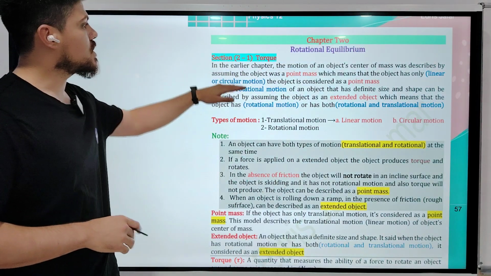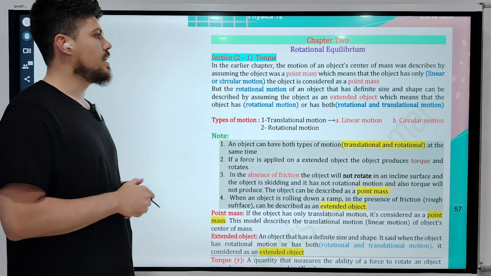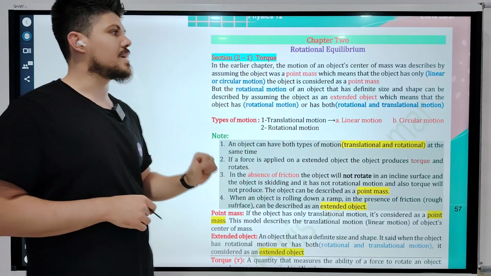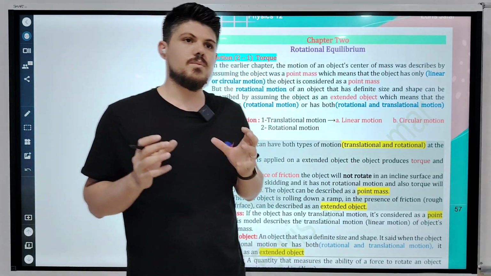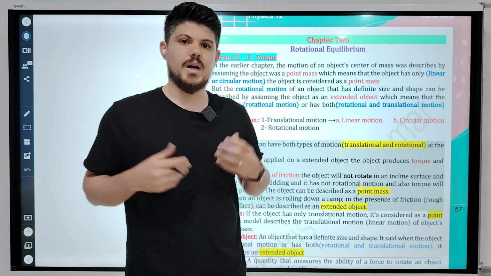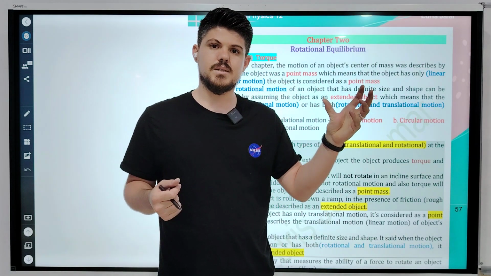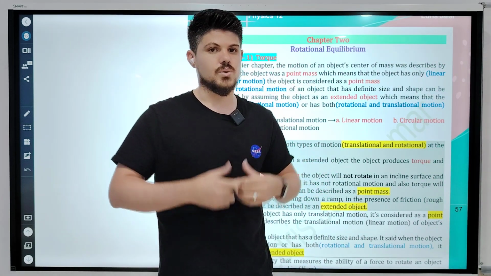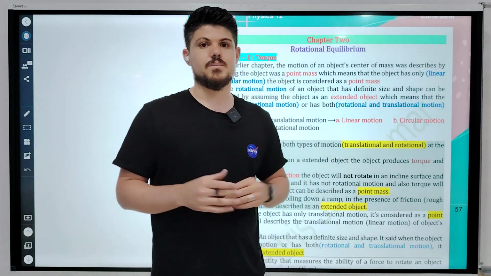In the earlier chapter, the motion of an object's center of mass was described by assuming the object was a point mass, which means that the object has only linear or circular motion. It is very important for students to recognize the types of objects. We have 2 types. Sometimes the object can be treated as a point mass. Sometimes the object can be treated as an extended object. It is very important, and it has appeared in the exam many times.